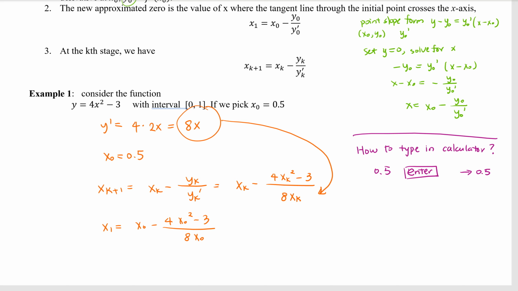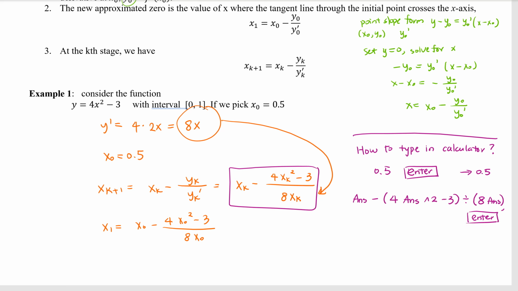Next step, look at our iterative formula. So this iterative formula tells you we should put answer minus parentheses 4 answer square minus 3 parentheses divided by parentheses 8 answer. Okay, you do this and then you enter. Then you will get x1.